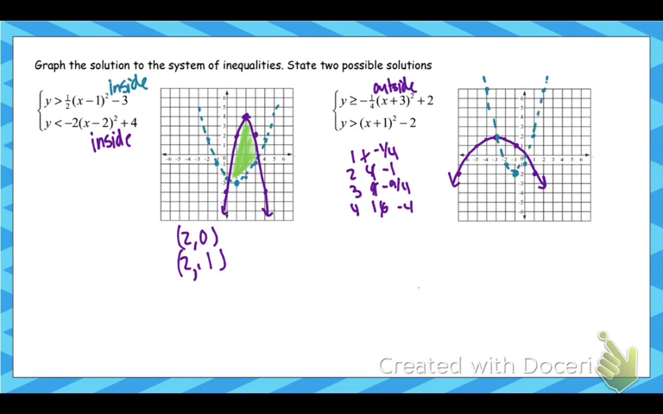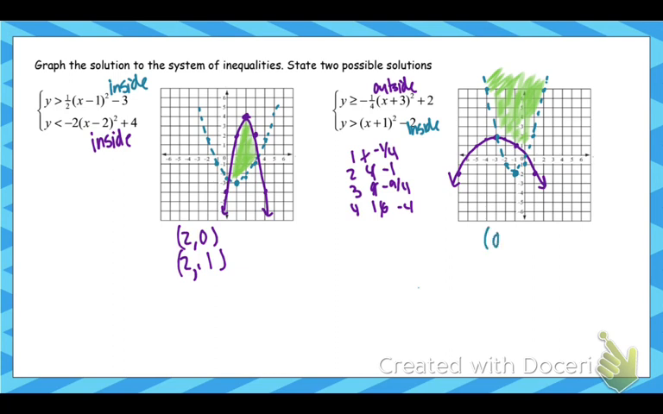All right, so we are shading in this case above the blue vertex. Above the blue vertex is inside that parabola. So the overlap here is going to be inside the blue and outside the purple, which is all of this region right in here. So again, two possible solutions.